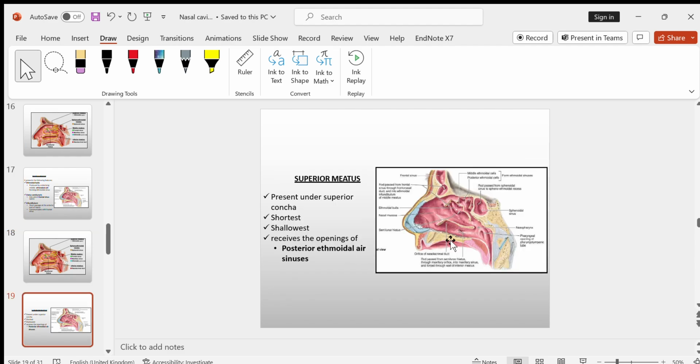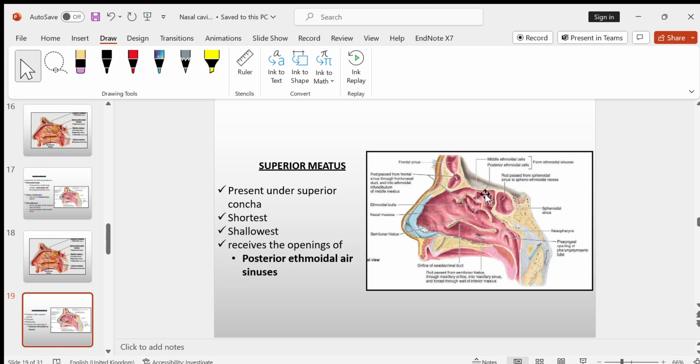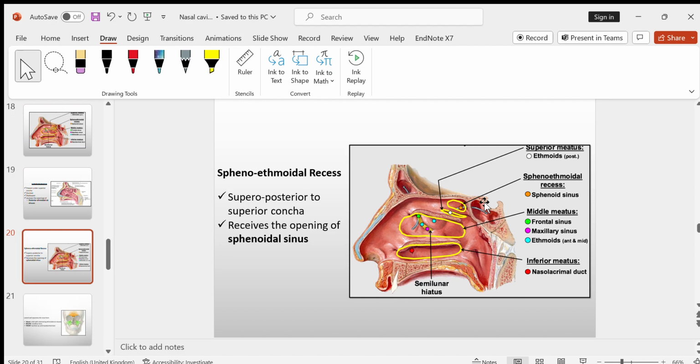Now, in this picture again, we can see that this is the superior meatus. This one. Superior meatus is the smallest, the shallowest, and it receives opening of the posterior ethmoidal air sinuses. So it doesn't have many characteristic features apart from the posterior ethmoidal air cells. Now above the superior meatus we have a sphenoethmoidal recess which has opening for the sphenoidal sinus.